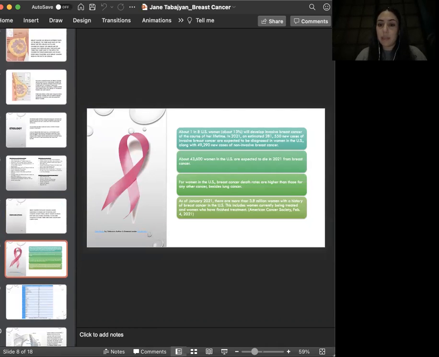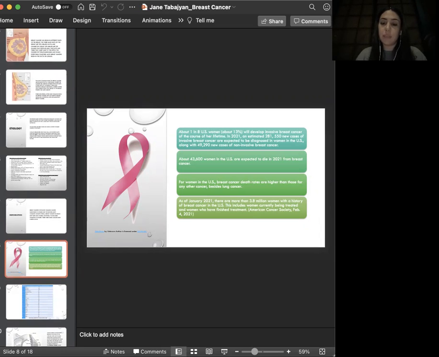1 in 8 women in the US are expected to develop breast cancer over the course of their lifetime. It is expected that almost 300,000 invasive cases will be diagnosed this year, along with about 50,000 non-invasive cases. About 44,000 women in the US are expected to die just this year from breast cancer. The death rates for women who have breast cancer are much higher than any other cancer.